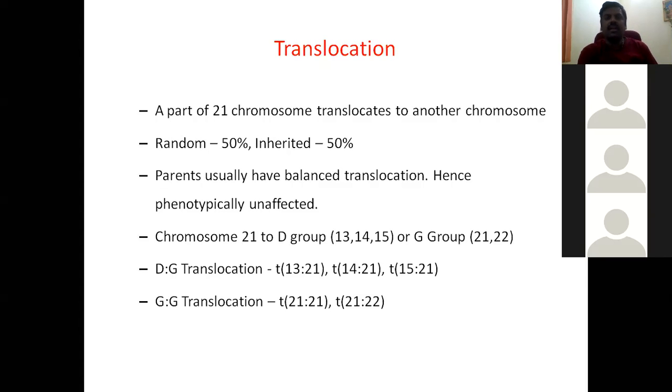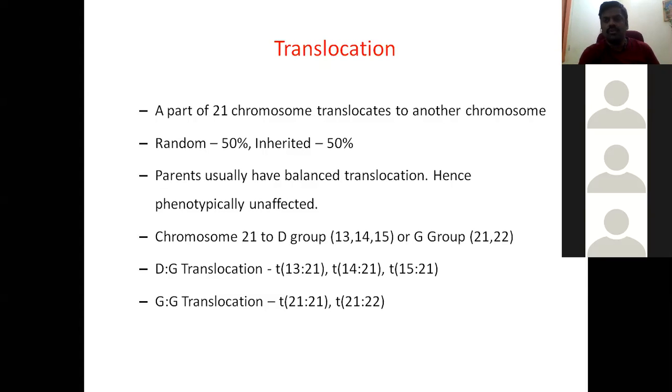So here part of a 21 chromosome translocates to another chromosome. It is 50% random and 50% inherited. So this translocation can be random 50% of the time, and 50% it can be inherited, like the parent already having the translocated chromosome. Parents usually have a balanced translocation, so most of the time these parents will be phenotypically normal, as they have a balanced chromosome. Whereas when they transmit it to the child, resulting in an extra 21 chromosome, there is an imbalance and the child will have Down syndrome.